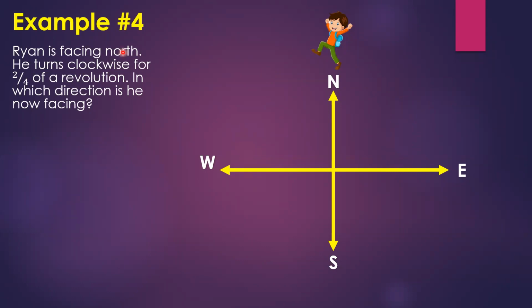So Ryan is facing north. He turns clockwise for two-fourths of a revolution. In which direction is he now facing? Right? Which direction is he currently facing right now?